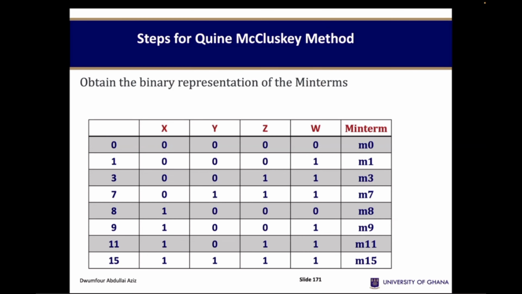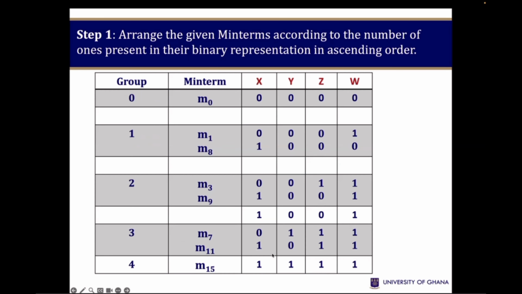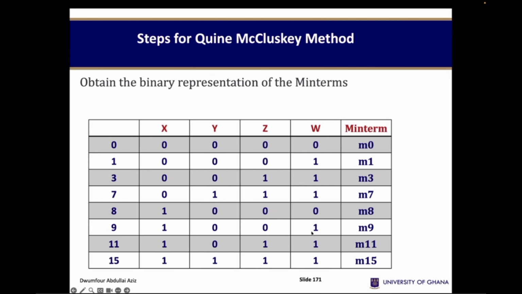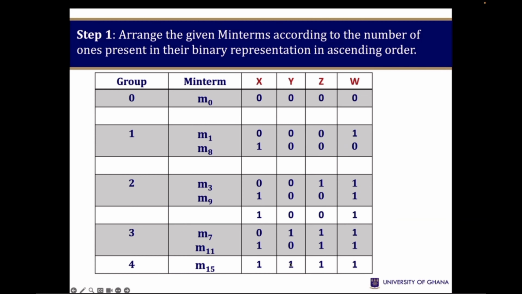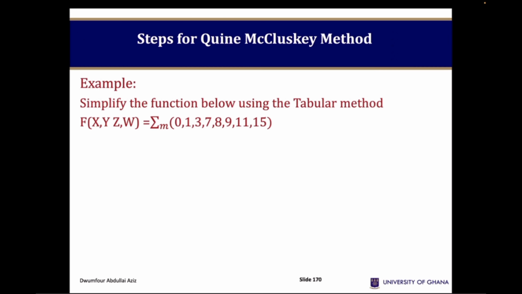So we have M7, we have M11. Very good. So we have M7 and M11. And then for 4 ones, M15. So it means that we have all these grouping down. So now we are done with step 1, right? So let's look at step 2.